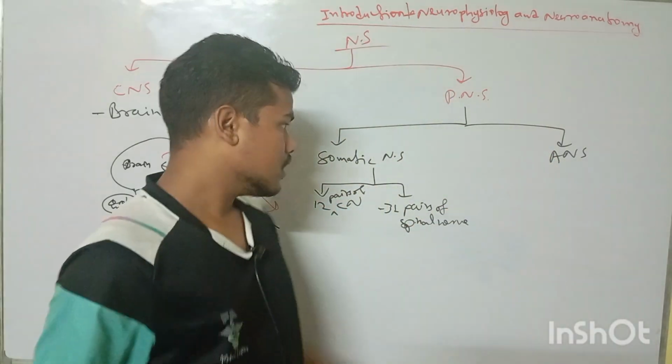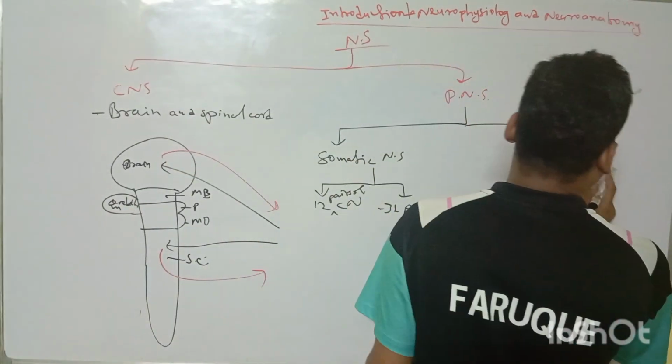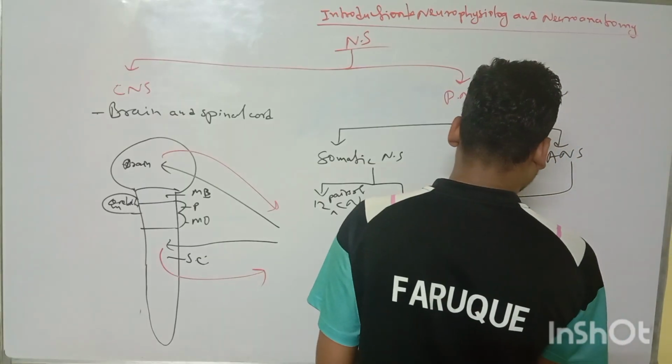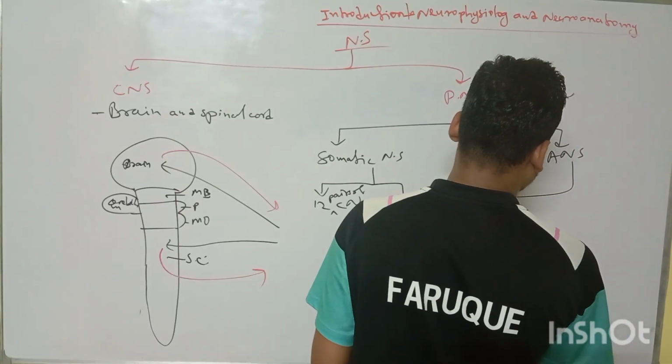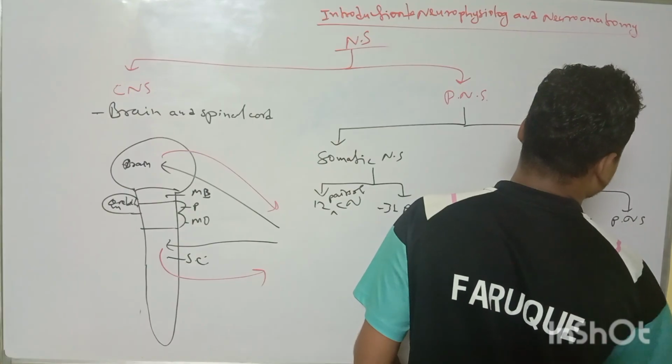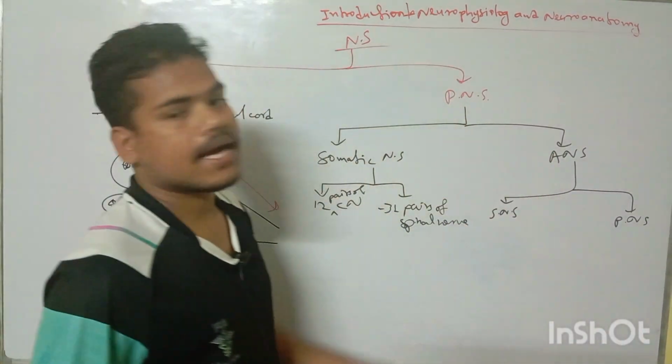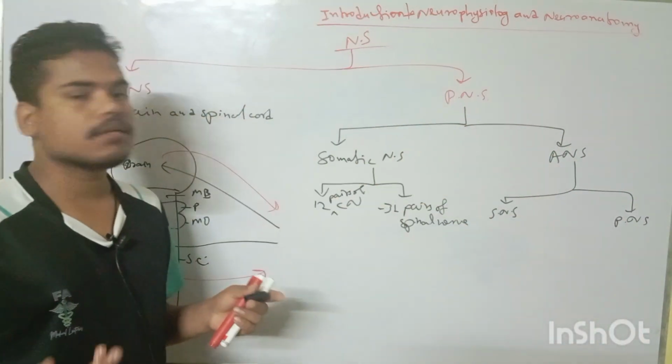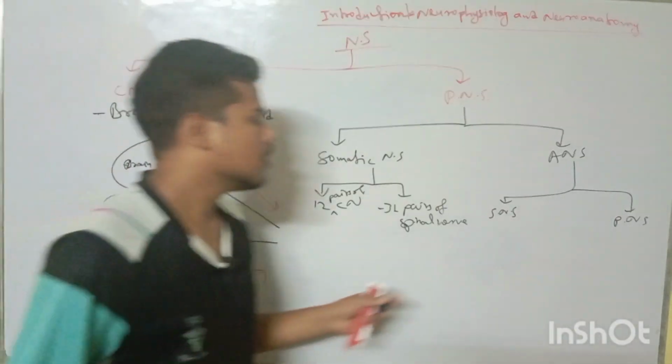Now, this autonomic nervous system is broadly classified into the sympathetic nervous system as well as the parasympathetic nervous system. About this autonomic nervous system, I have talked in detail in the previous lecture. You can go and watch there.